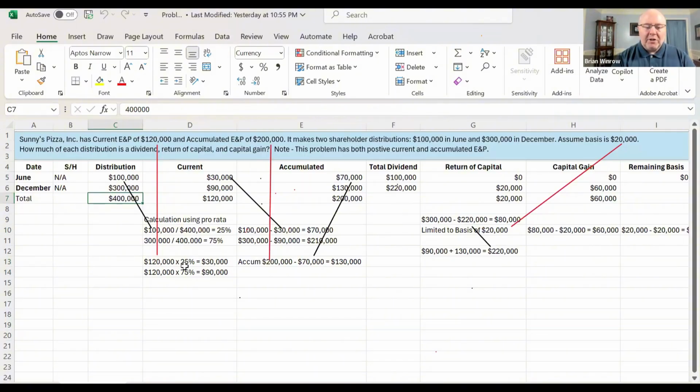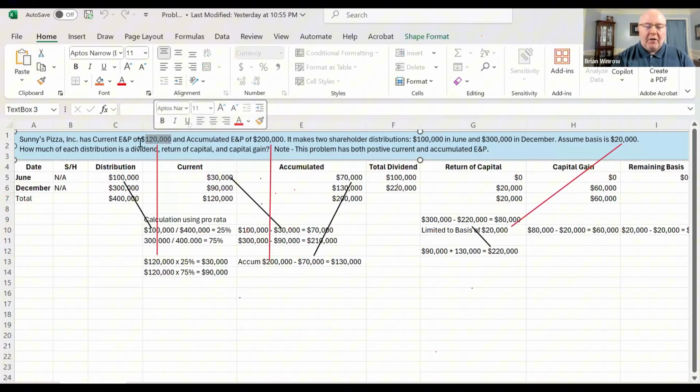So if we take that 120,000 times 25%, 30,000 of our current distribution will be allocated to June, 90,000 to December, and that gives us 120,000, which means we have taken care of all of our current E&P. So that's all good. And it should equal out that way, right?